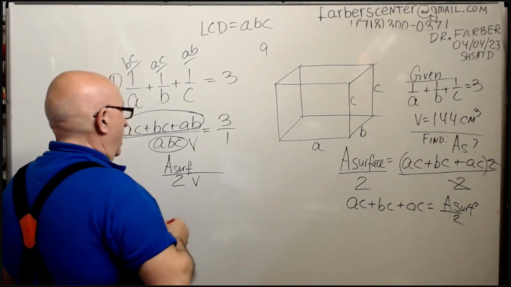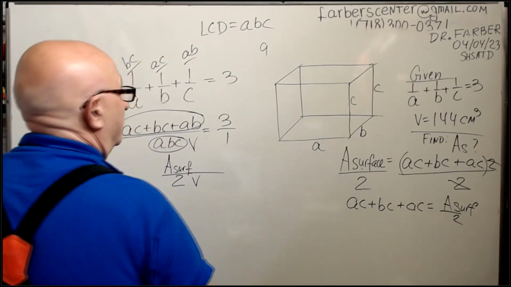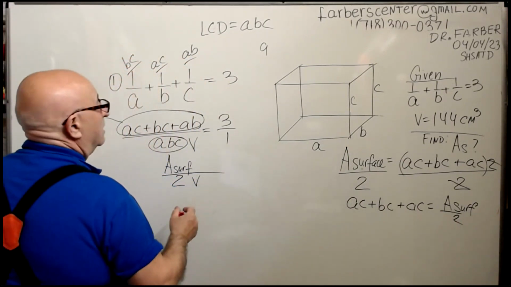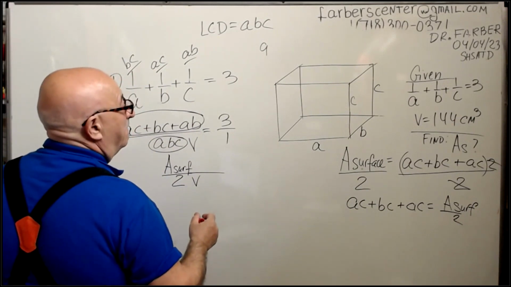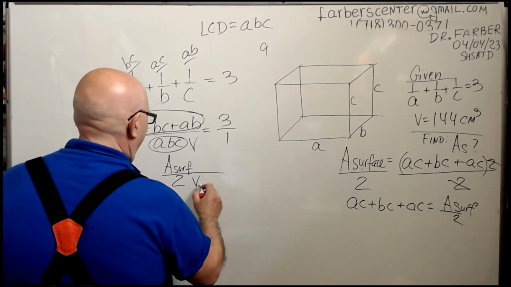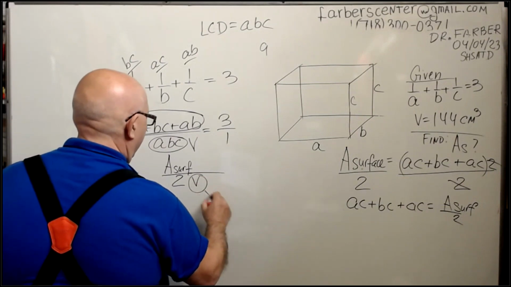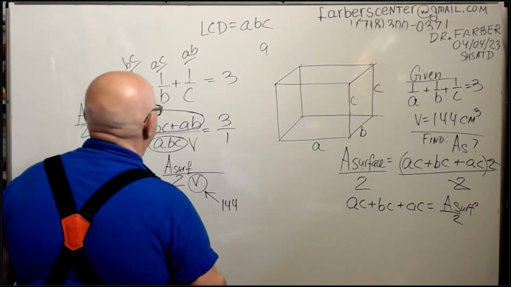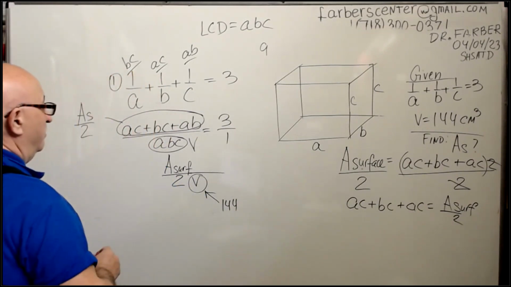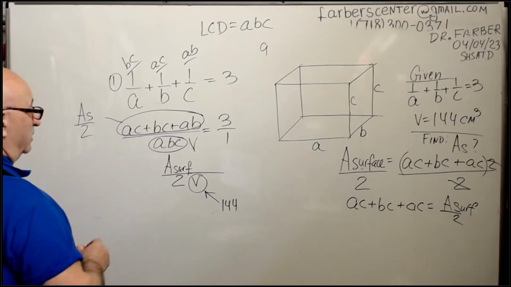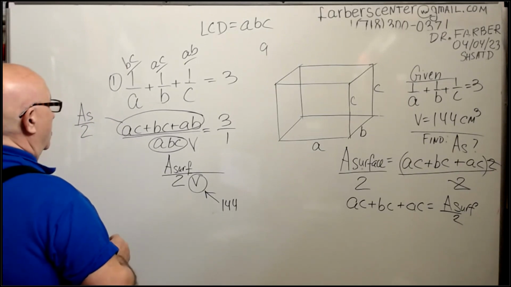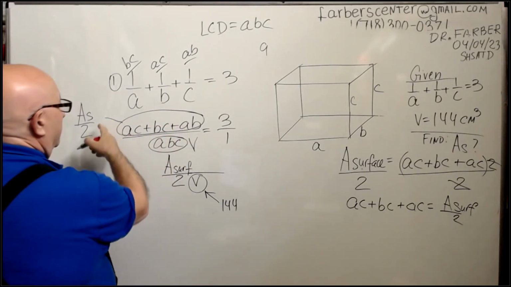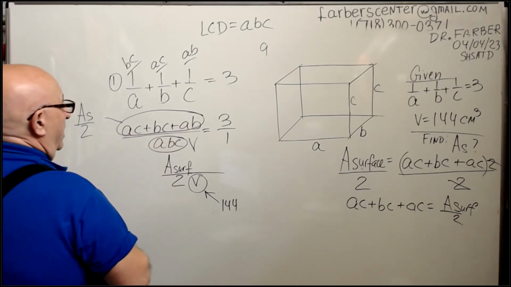Okay. So far so good. And what is area of surface divided by 2? This is actually given, 144. Okay. So far so good. So this AC plus BC plus AB is area of surface divided by 2 to volume.